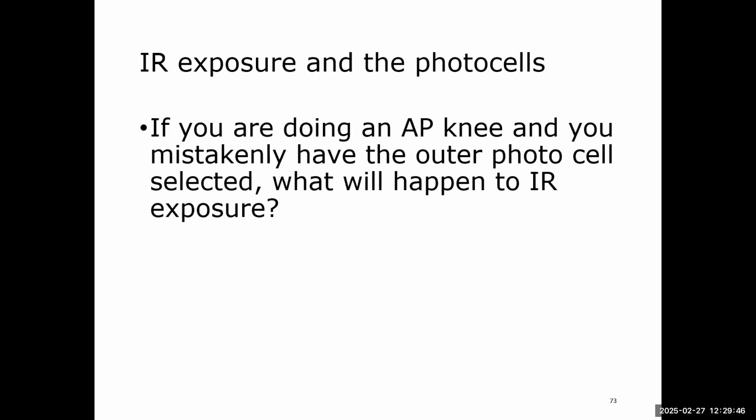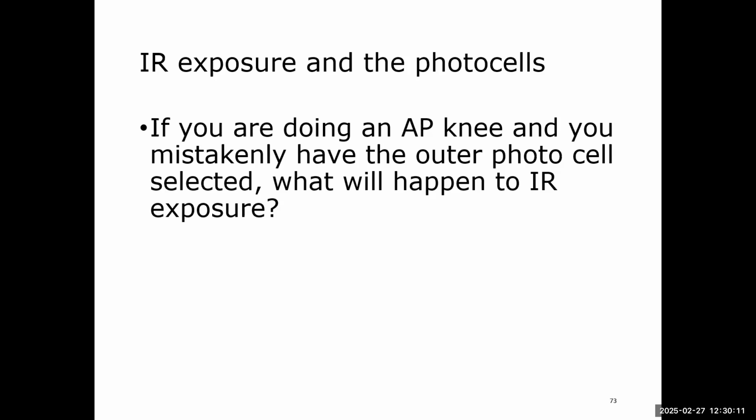So let's say, I think I have an example. Okay, so if we're doing an AP knee, all right, we would want which photo cell to be selected for an AP knee? The middle, the center one, right? So let's say we accidentally have the outer photo cell selected. What's going to happen to our IR exposure? Is it going to go up or down? It's going to go way down, right?